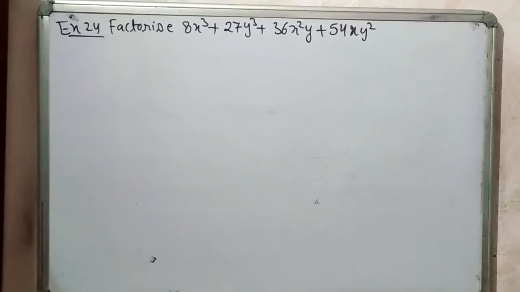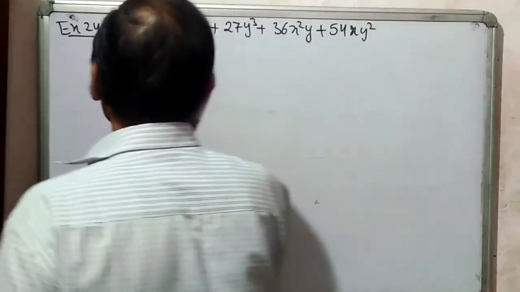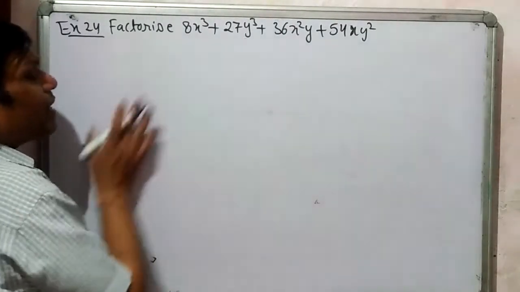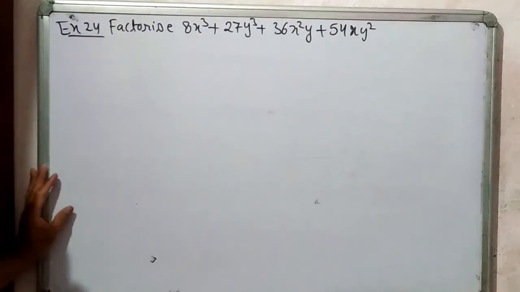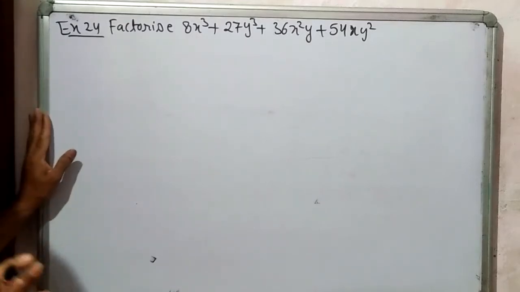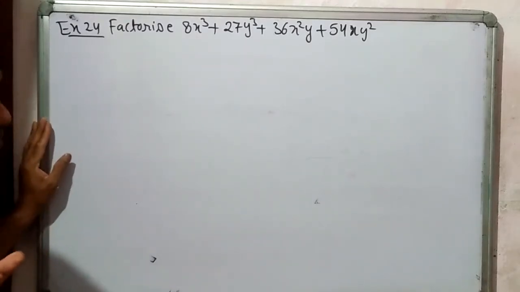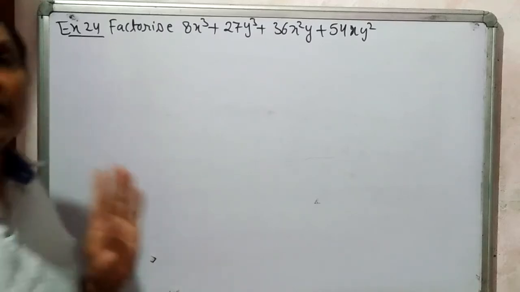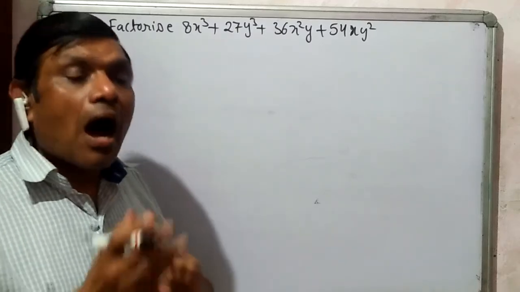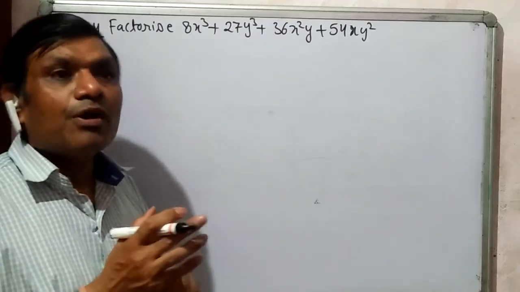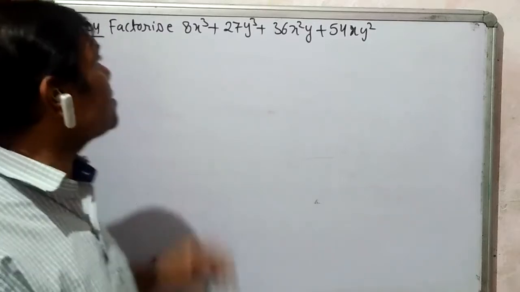The example 24, dear students, is given to factorize this particular term. Now, as we have observed, in the identity for whole cube, we always have 4 terms. There are always basically 4 terms. Out of these 4 terms, 2 are perfect cube terms.